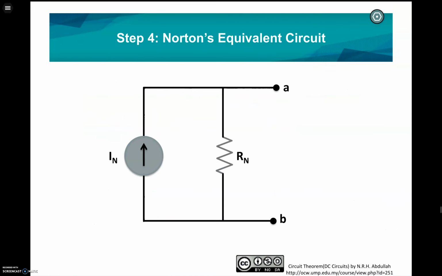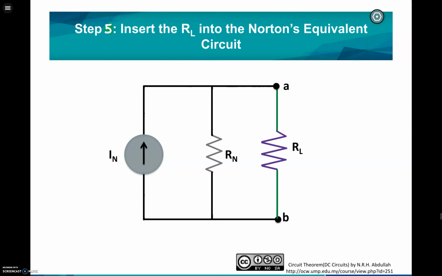The step number 4, the Norton equivalent circuit, you have to draw this circuit. This is very important. This is the Norton equivalent circuit. Next step, you have to insert the RL into the Norton equivalent circuit. So this is the RL, which is 8 ohm, and then you have to find the Ix that flows through the RL.